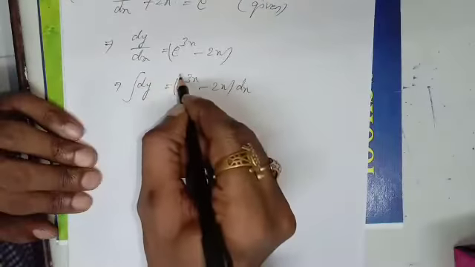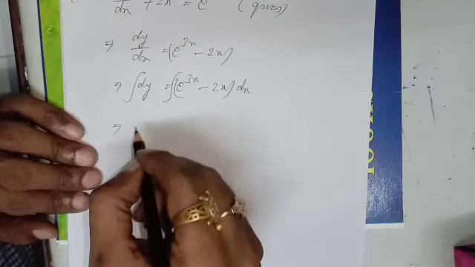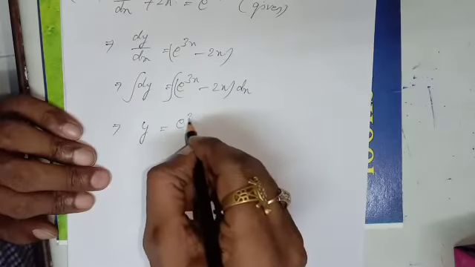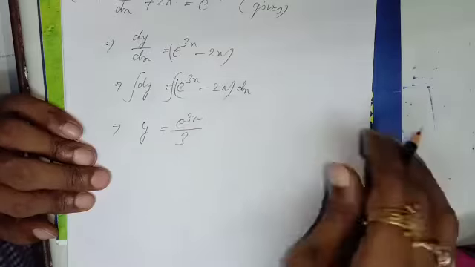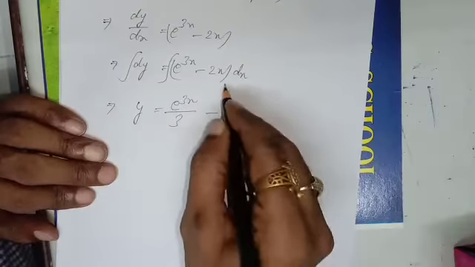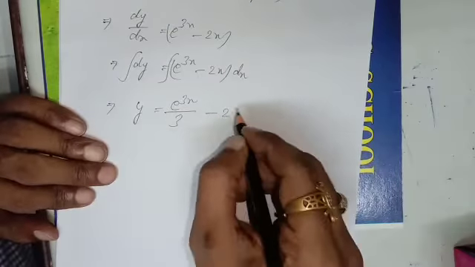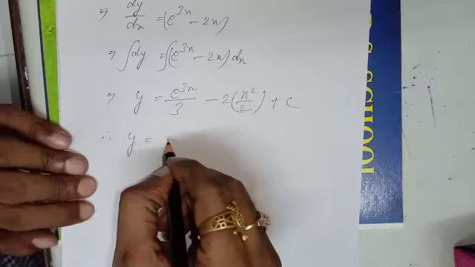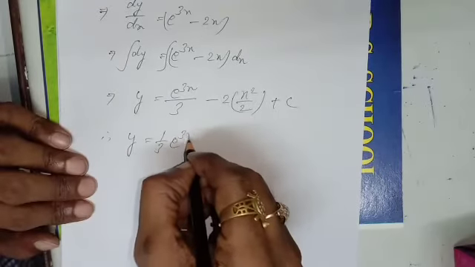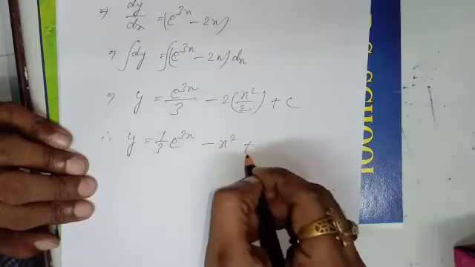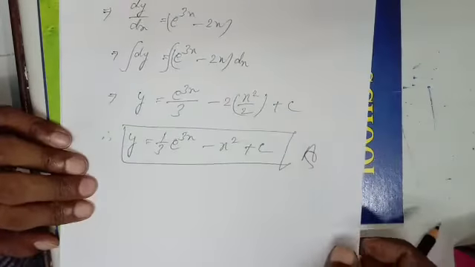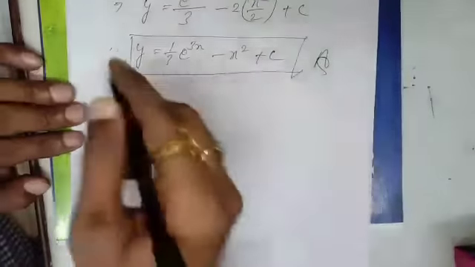Integrating both sides after separation of variables. What is the integration of dy? That is y. The integration of e to the power 3x dx will be e to the power 3x by 3, the coefficient divided, minus 2 into the integration of x dx, which is x square by 2. And you have to write one constant, that is c. So what is the final answer? The final answer is y is equal to 1 by 3 e to the power 3x minus x square plus c. This is the answer. Number 2, second part. Let us go to number 3.